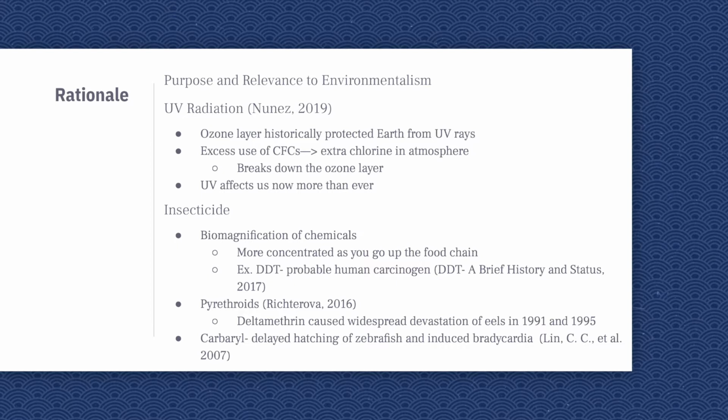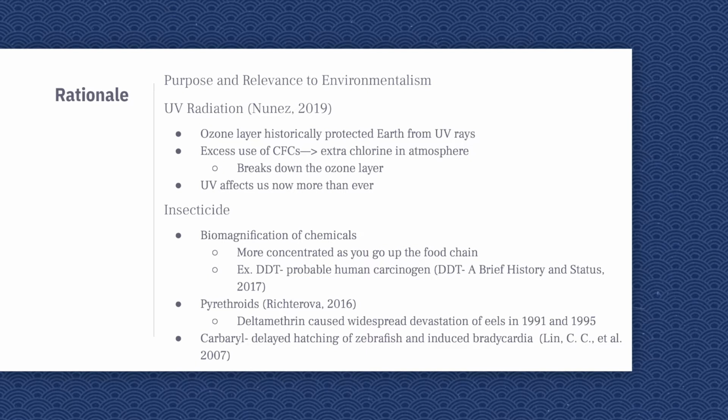Despite these harmful effects, Earth has historically been protected from UV rays in the sun because of the ozone layer that encompasses Earth. In recent times, however, the ozone layer has been depleting as a result of the use of chlorofluorocarbon gases, CFCs, which break down the ozone layer by releasing excess chlorine into the atmosphere.